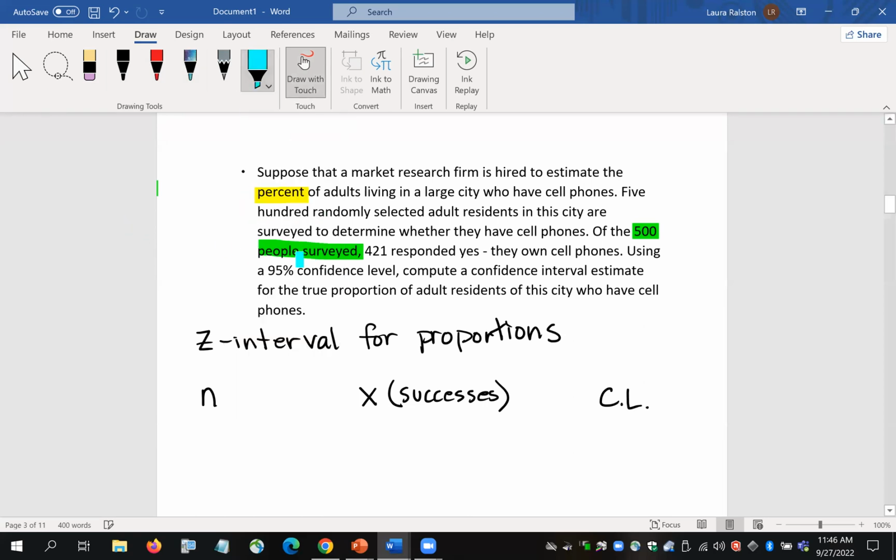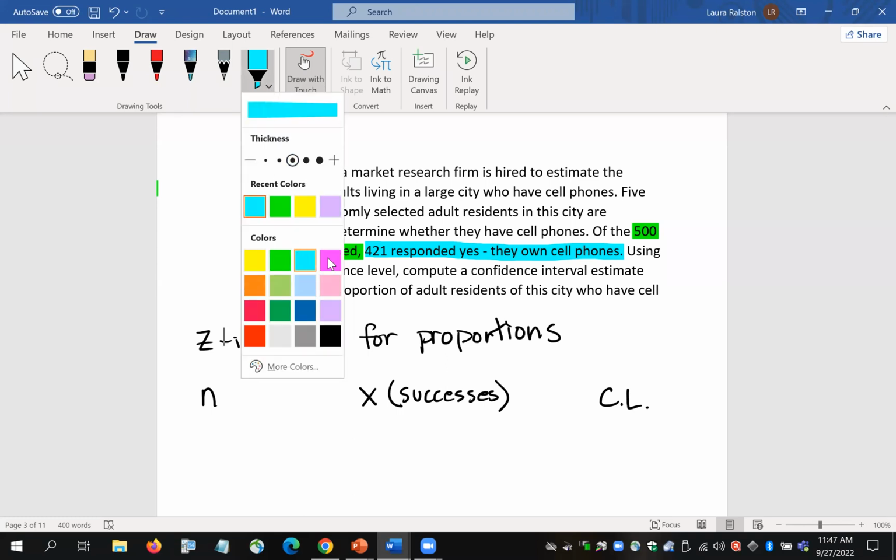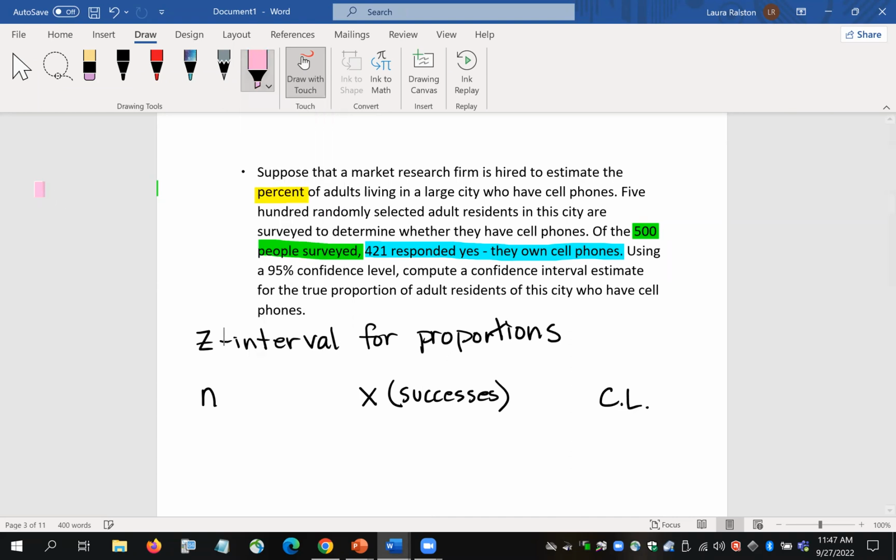It tells me that 421 of them responded, yes, they have cell phones. So that was what I was interested in, whether or not they had a cell phone. And then it tells me to do a 95% confidence level.